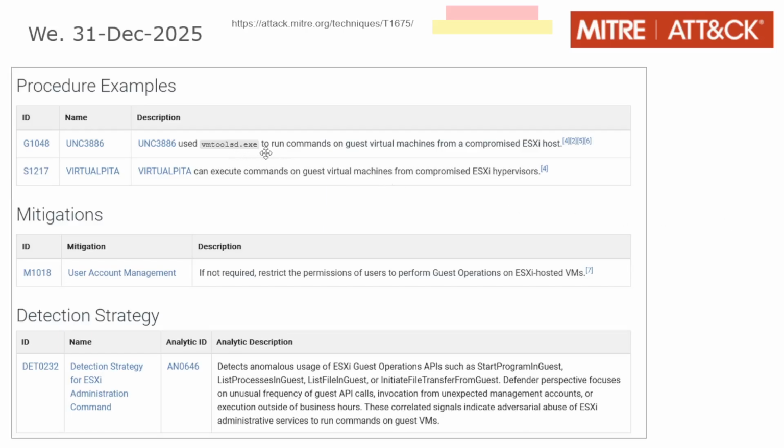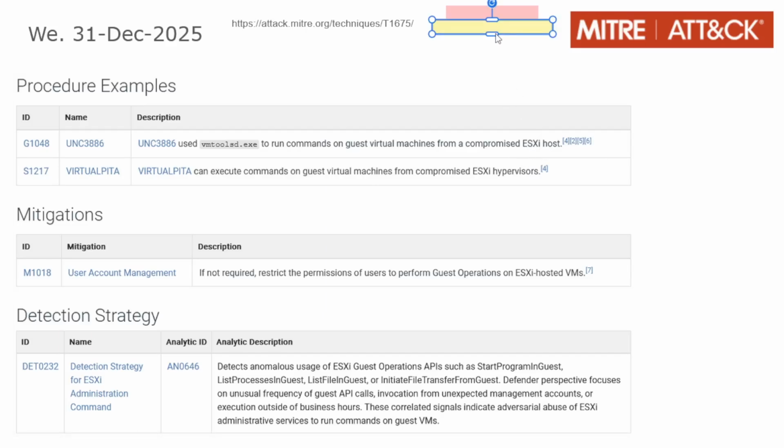So yeah, not surprising that I see exe here. They used it to run commands on guest virtual machines from a compromised ESXi host. Okay, that's what you need to understand.